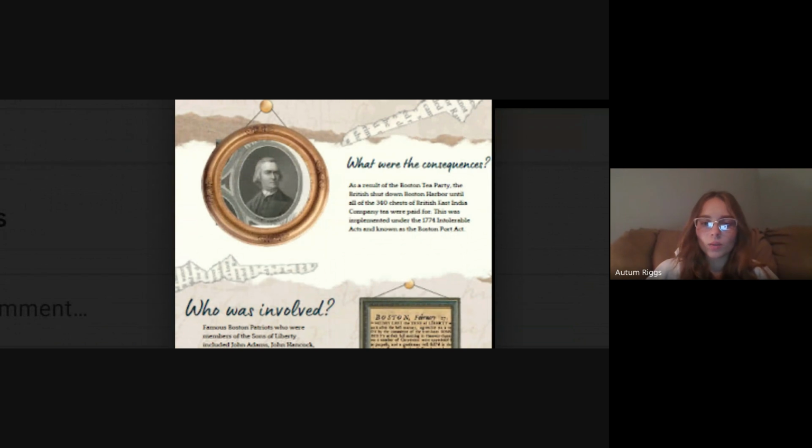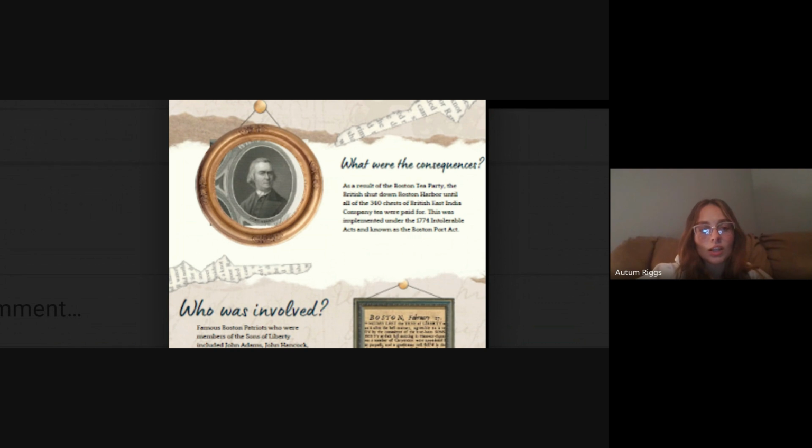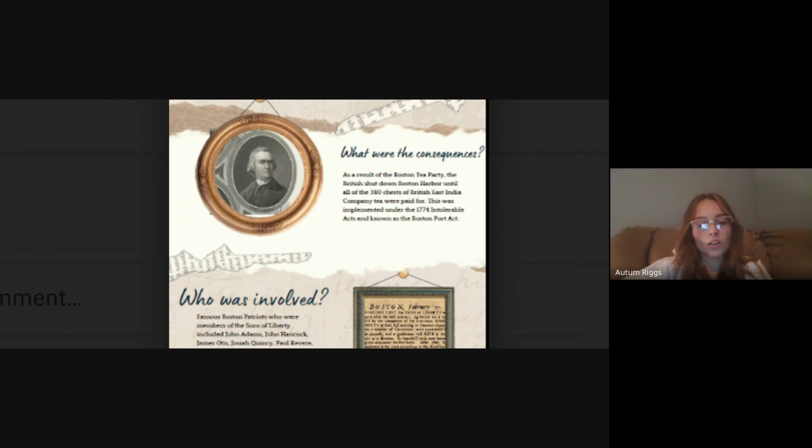So what were the consequences? As a result of the Boston Tea Party, the British shut down Boston Harbor until all of the 310 chests of British East India Company tea were paid for. This was implemented under the 1774 Intolerable Acts and known as the Boston Port Act. So that guy right there in that picture is actually Samuel Adams. This is the guy who orchestrated all of this.